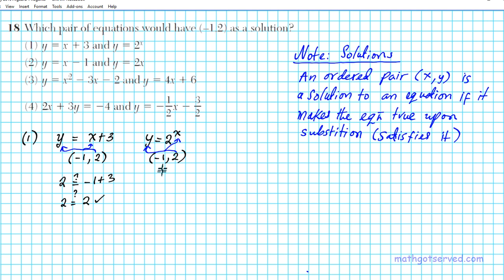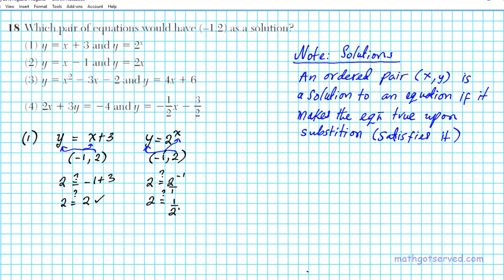And we substitute. The question is, is 2 equal to 2 to the -1? What is 2 to the -1? We use the reciprocal property of exponents, and then we reciprocate 2 into 1 over 2 to the first power. Okay? So is 2 equal to 1 over 2? Is 2 equal to 1/2?